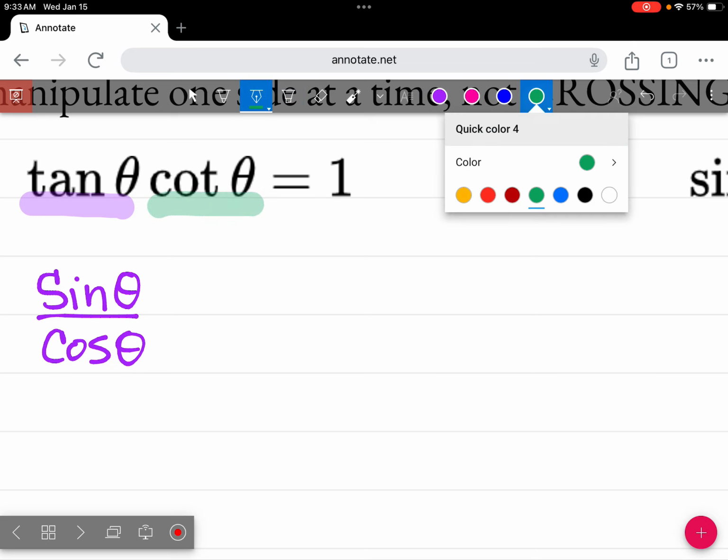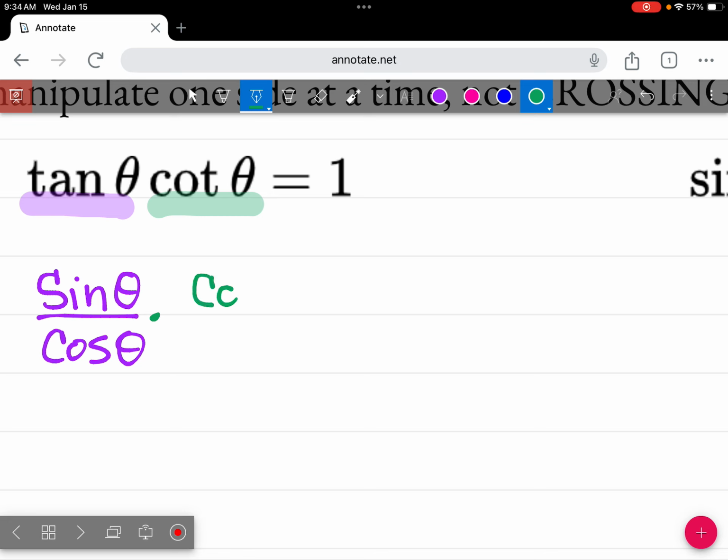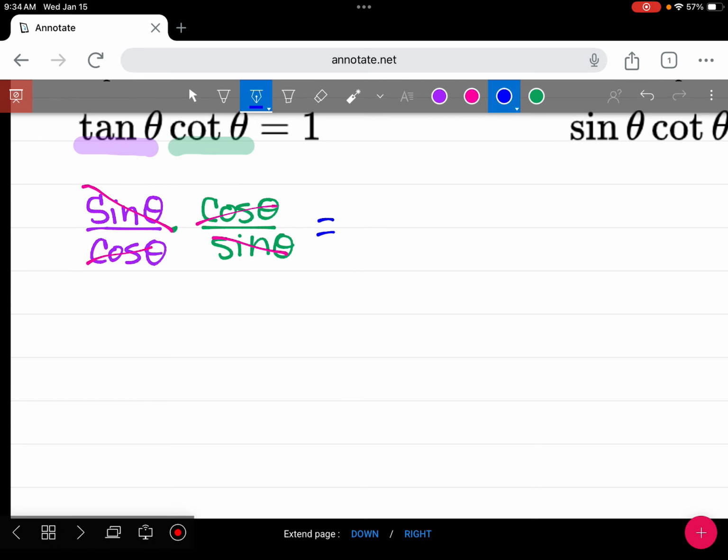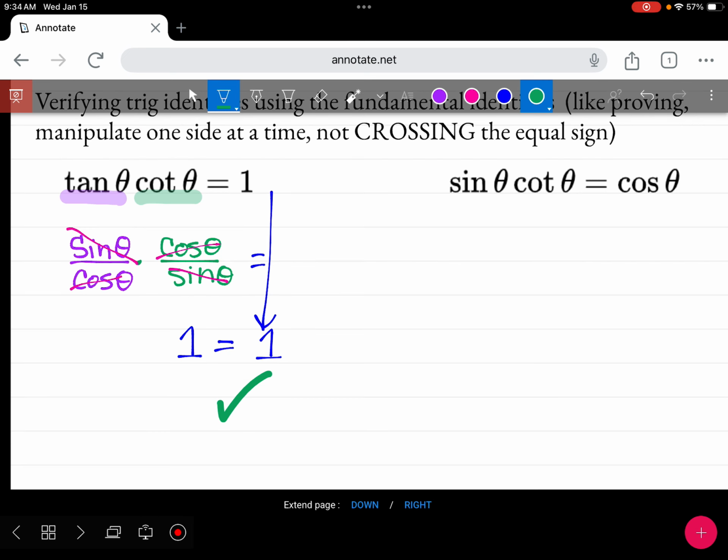And then our cotangent, we can write that as cosine over sine. What happens? They cancel out. My cosines cancel, and my sines cancel. What are we left with? Just 1. So we get 1 equals 1. And we have verified it. My left-hand side matches my right-hand side. That's what we're trying to do. We're trying to get the left-hand side of the equal sign to match the right-hand side.